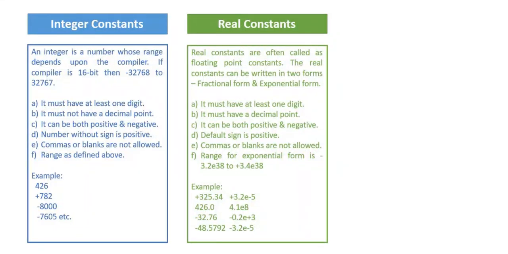If I talk about exponential form, then the range is defined from -3.2e⁻³⁸ to +3.4e⁻³⁸. As an example, we can see +3.5, 426.0, -32.76, -48.5792. These are the fractional form representations. If I'm talking about exponential, then examples can be +3.2e⁻⁵, 4.e⁻⁸, -0.2e⁻³, -3.2e⁻⁵.